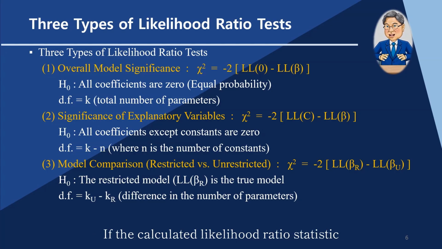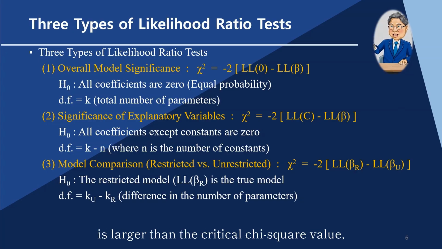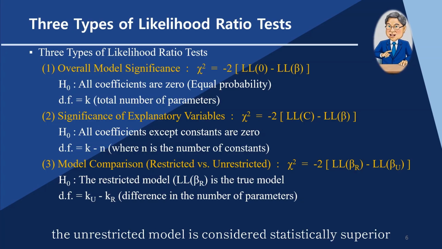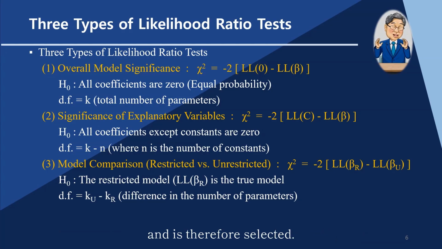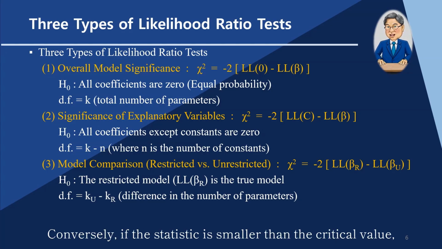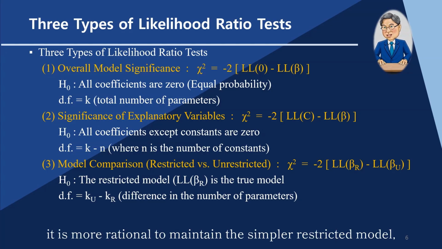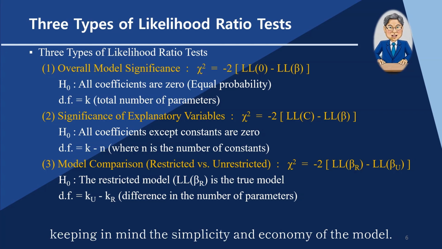If the calculated likelihood ratio statistic is larger than the critical value, the unrestricted model is considered statistically superior and is therefore selected. Conversely, if it is smaller than the critical value, it is more rational to maintain the simpler restricted model, keeping in mind the simplicity and economy of the model.